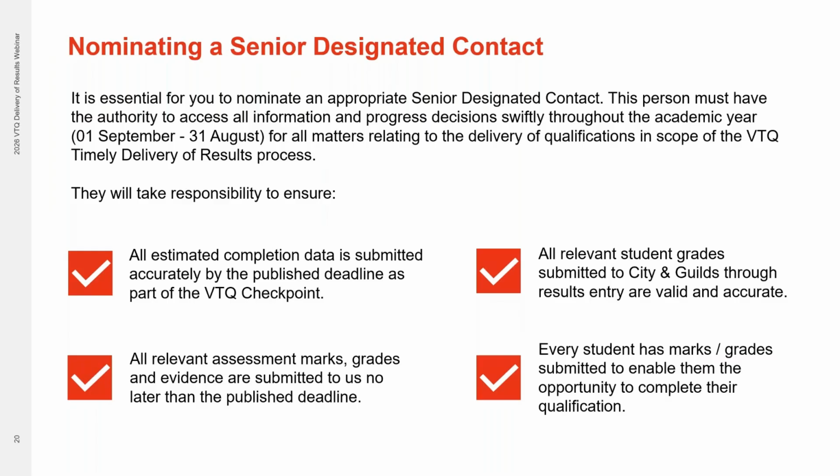So this person will take responsibility to ensure that all estimated completion data is submitted accurately by the published deadline as part of the VTQ checkpoint. All relevant assessment marks, grades and evidence are submitted to us no later than the published deadline. All relevant student grades submitted to City and Guilds through results entry are valid and accurate. And every student has marks and grades submitted to enable them the opportunity to complete their qualification.